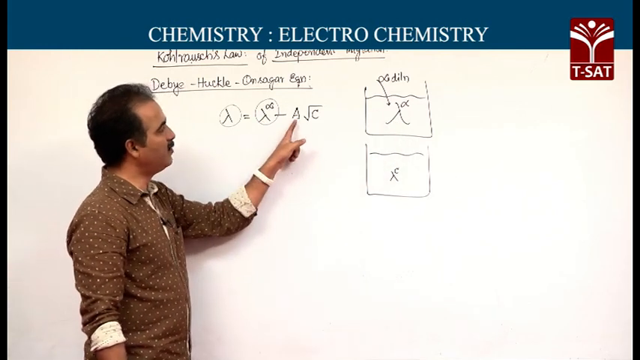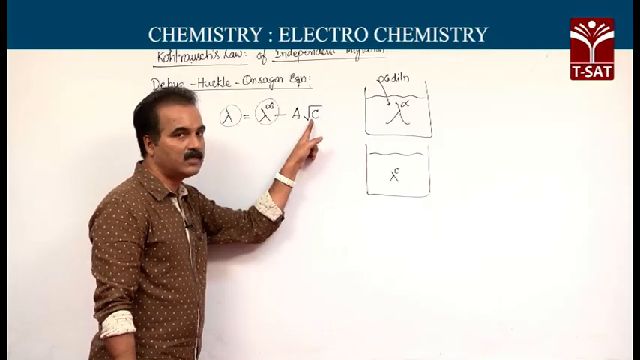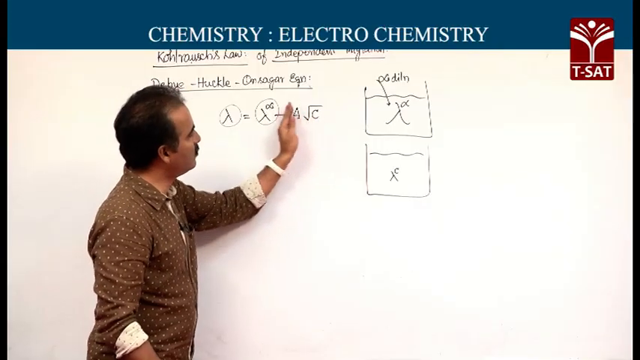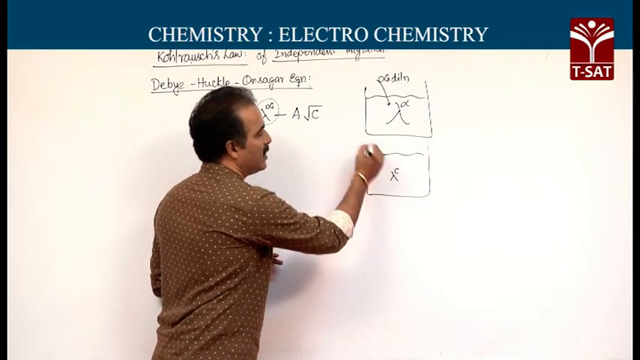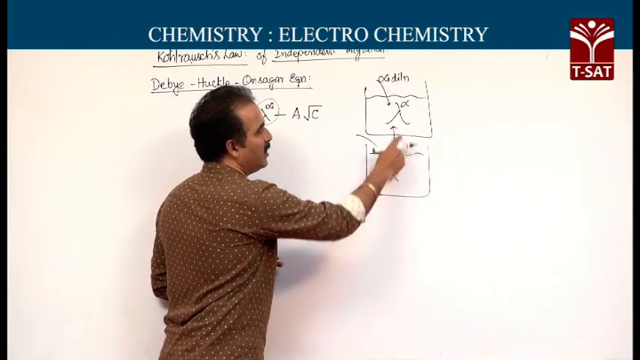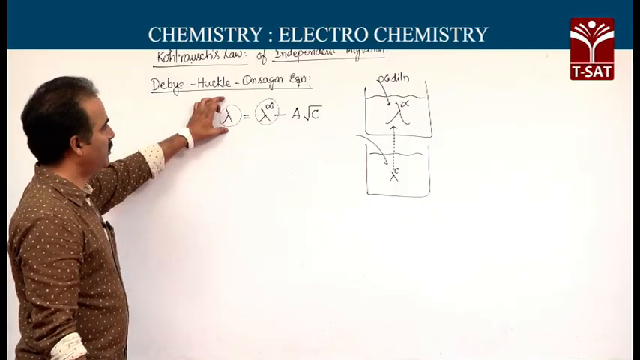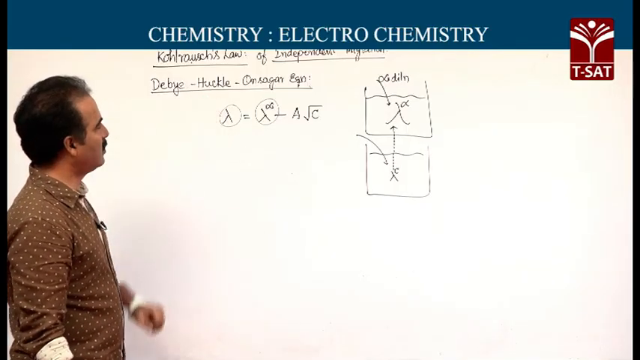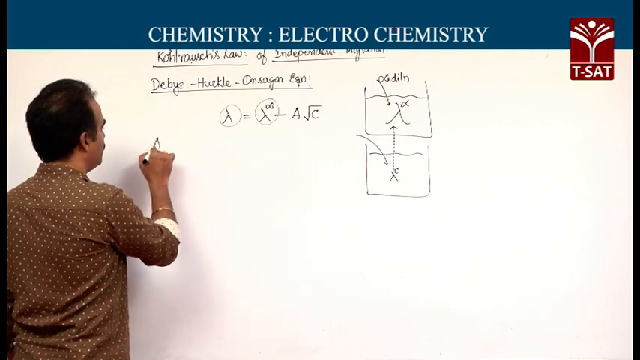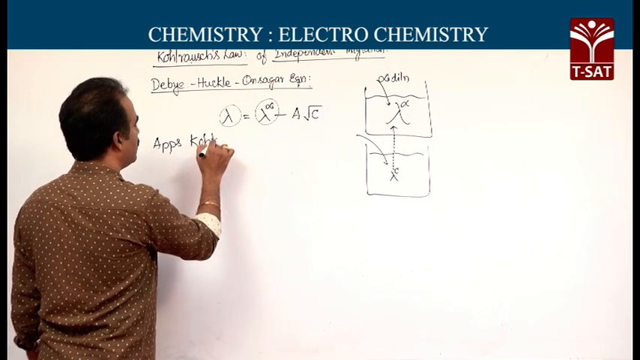So, lambda infinity minus A root C. And as concentration decreases, meaning dilution increases, this value keeps decreasing, meaning as dilution increases, lambda C will gradually become maximum, that is, equal to lambda infinity. That is the Debye-Hückel-Onsager equation. Now, the applications of Kohlrausch's law.